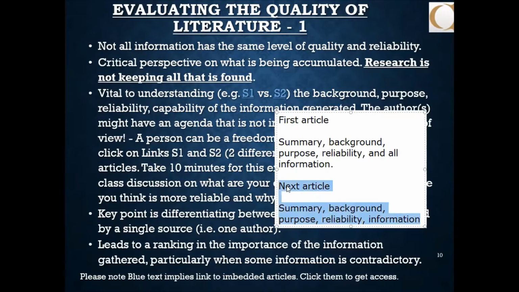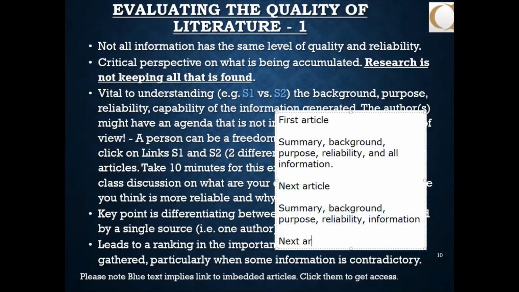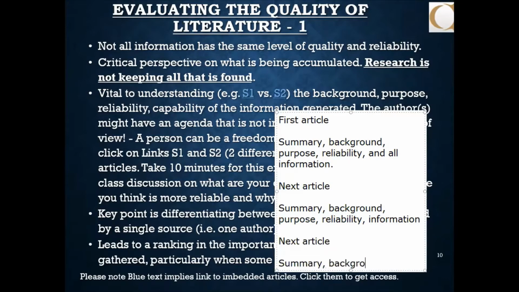So you do this for your literature review, that's how you do the literature review. You do this for many articles, you pick a whole bunch of articles and then you just do this. You just talk about the summary, background, purpose, reliability, information. So this will be a good structure for when we do the activity on how to do literature review later in the class.